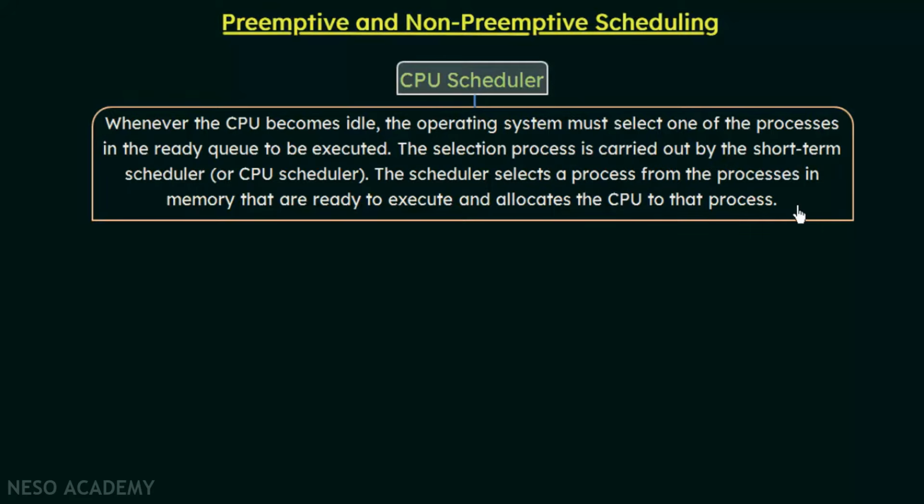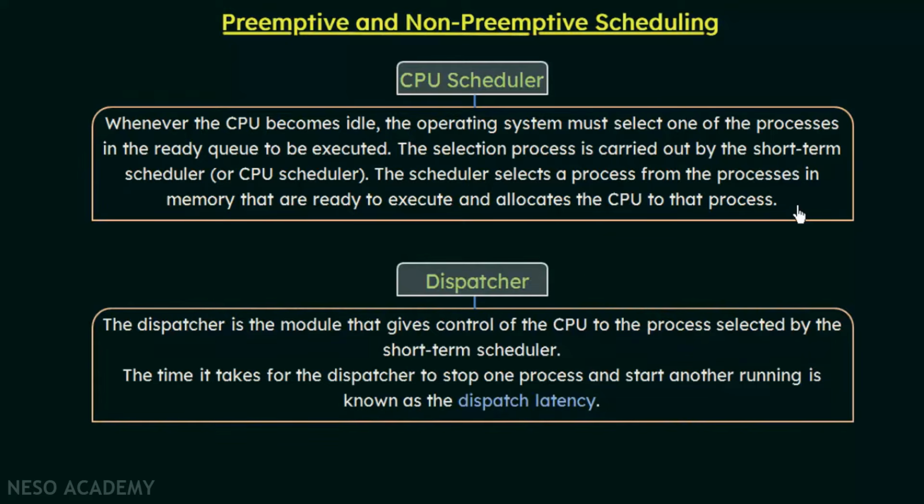Similarly, there is another thing that we need to know about, and let's see what that is. The second thing we need to know about is the dispatcher. Now what is this dispatcher and what does it do? The dispatcher is the module that gives control of the CPU to the process selected by the short-term scheduler. So the dispatcher gives control of the CPU to the process that was selected by the CPU scheduler.